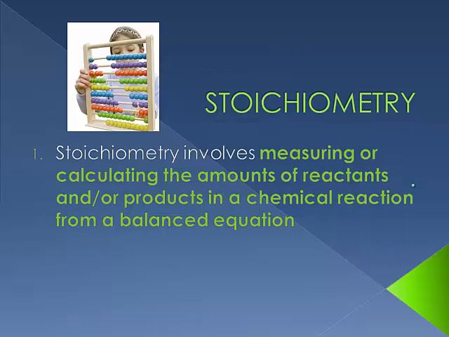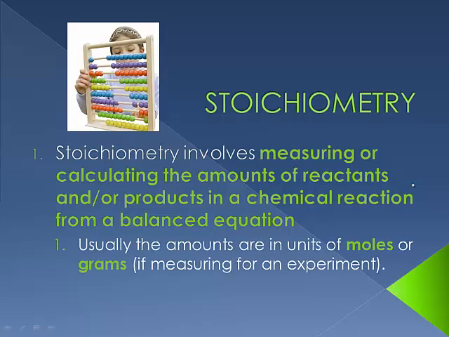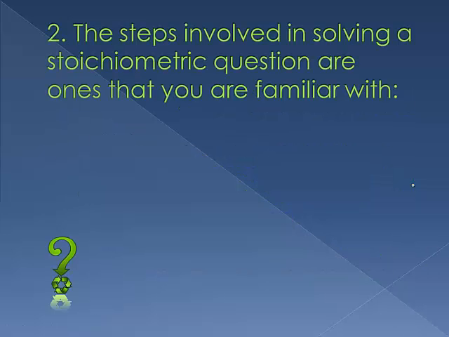Stoichiometry really involves measuring or calculating the amounts of reactants and or products in a chemical equation from a balanced chemical reaction. Usually, the amounts that we're asked to calculate are expressed in moles or grams, but certainly you could be asked to calculate things like liters of a gas or concentration of a solution.